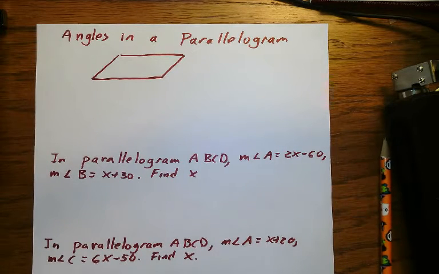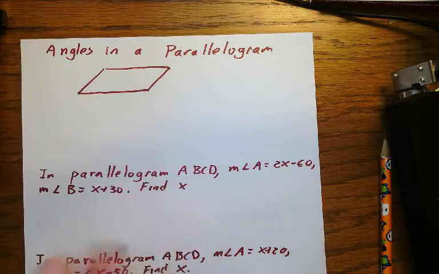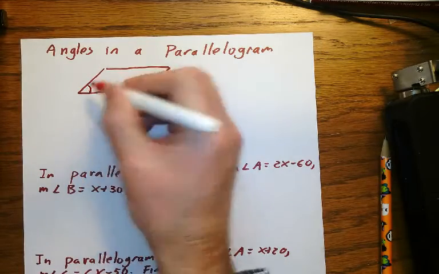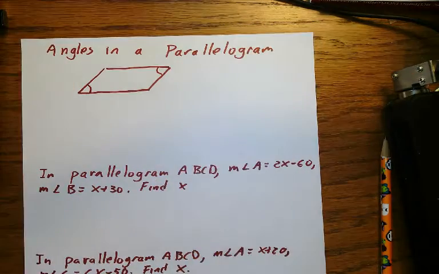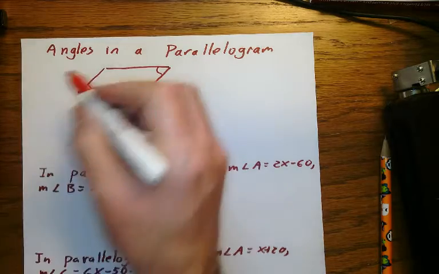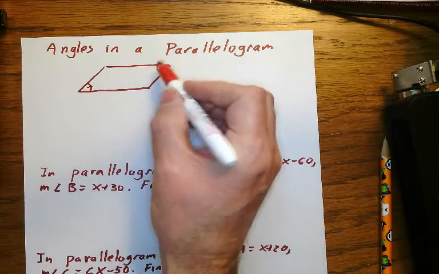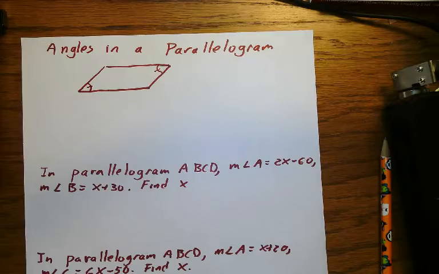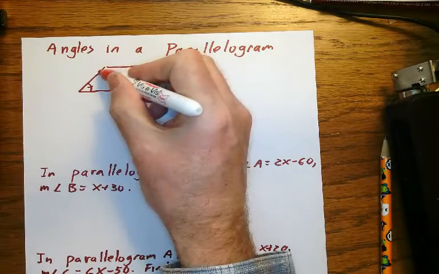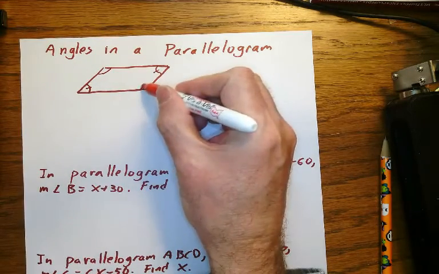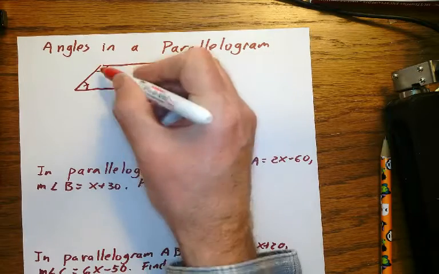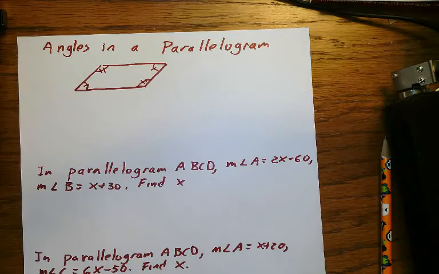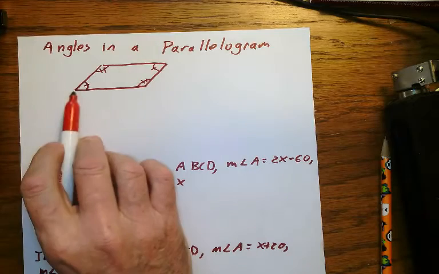Now, the angles that are opposite from each other, which means across from each other in the quadrilateral, are congruent. So this one in the lower left and upper right are congruent to each other. They're equal. Also, these angles are opposite angles, and they are congruent to each other. Opposite angles are congruent.